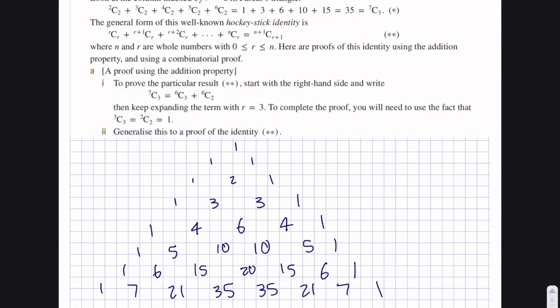I'll stop there. And then they say column indexed by r equals 2. They're talking about this column. No, they're not. They're talking about this column. Because if I was to rewrite this, that'd be the same as 0C0; 1C0, 1C1; 2C0, 2C1, 2C2, etc. So we're actually looking at the column.